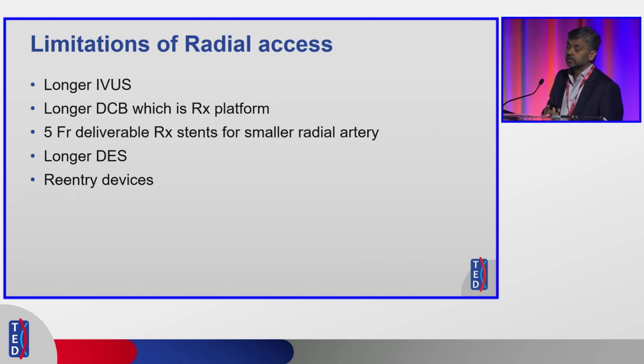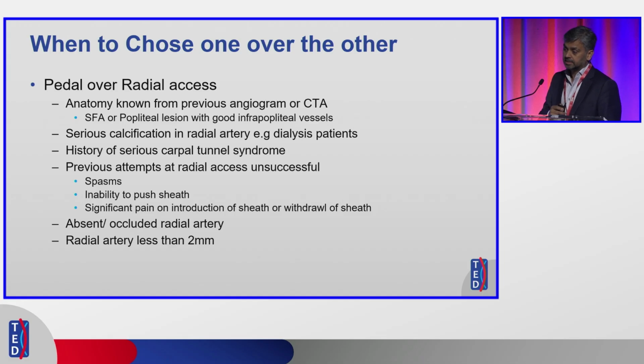We don't have 5 French deliverable stents. And why is it important? Because some of the radial arteries are around 2 millimeters. A 6 French sheath is not good for them. So we have a Surmodics sheath that's only 5 French. And that sheath can hopefully deliver a smaller stent of 5 French if it's available. The stent that we have right now is a 6 French Misago, and then there is a Radian stent from Cordis. We don't have re-entry devices in these cases.